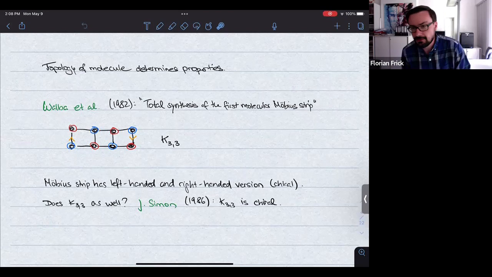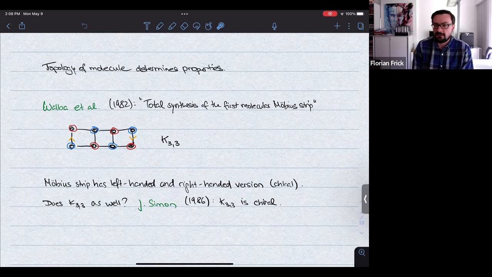Yes, but yeah, we do chemistry in R3. But yeah, that's a good comment, that of course this depends on which dimension we're in. For the Mobius strip in R3 and in R4, the two are the same, right? But yeah, you can't fill in these plates.